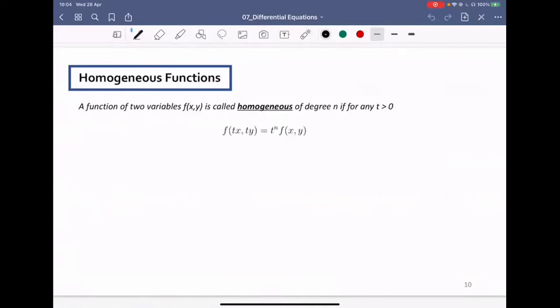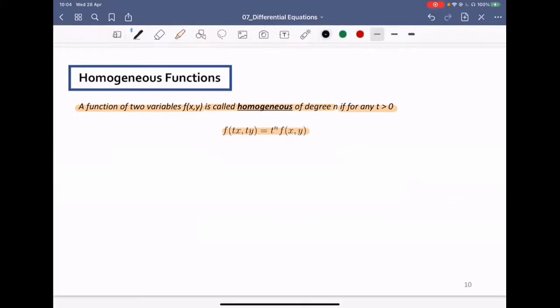So what is a homogeneous function? When you have a function of two variables, f(x, y), we're going to call it homogeneous of degree n if, for any t greater than 0, f(tx, ty) is equal to t to the n times f(x, y). Well, this is the definition of a homogeneous function.